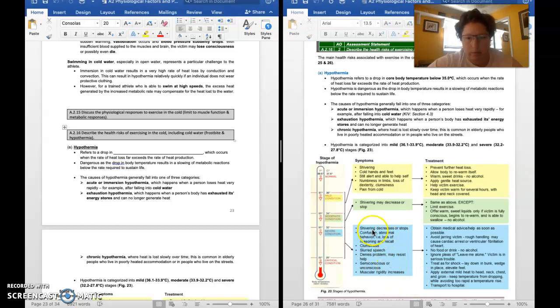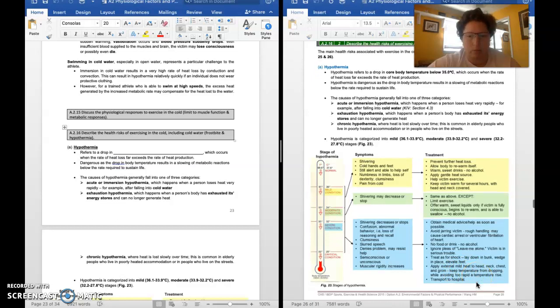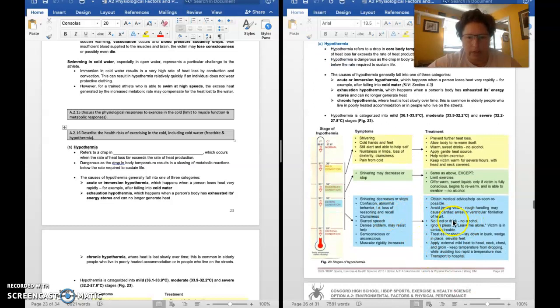Symptoms would be that shivering has stopped. We're typically confused, clumsy, slurred speech, might be semi-comatose, and our muscles might be rigid. So in this situation, we would want to call 911, treat them for shock, and then avoid jarring the victim. So we want to handle them very cautiously and apply mild heat to the head and neck to keep temperatures from dropping even more. So those would be the severe cases.